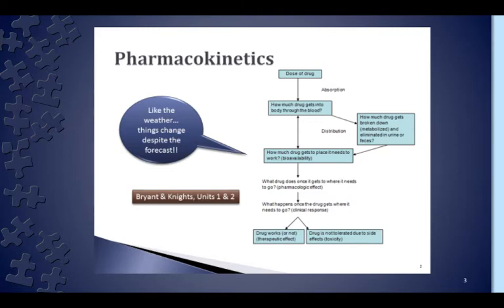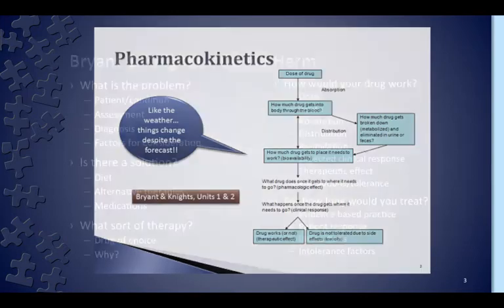So just remember that, and that's a very simple table. You can't go wrong if you keep that table in your head all the time. Well, it's not a table, it's a flow chart.